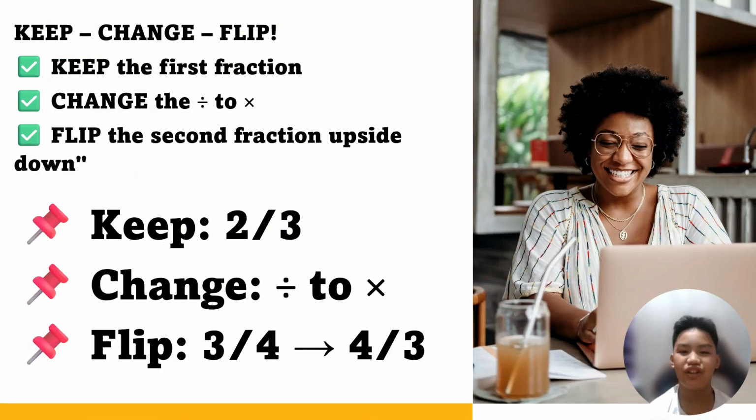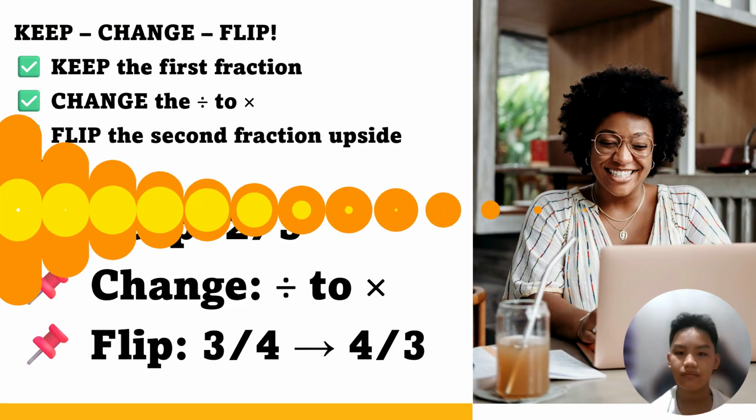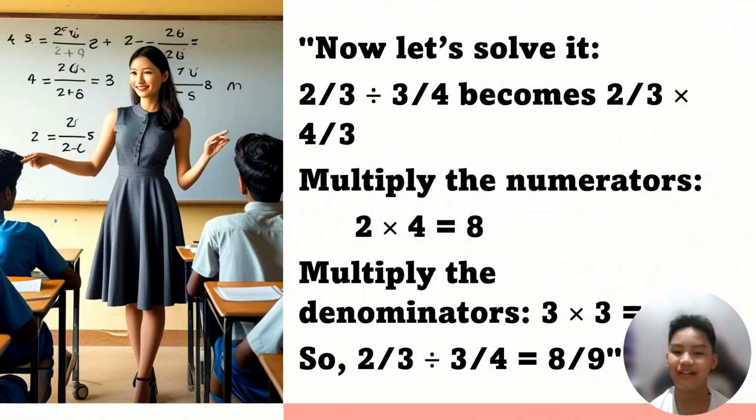To divide fractions, follow the magic steps. Keep, change, flip. Keep the first fraction, change the division symbol to a multiplication symbol, flip the second fraction upside down. So, you keep 2/3, you change the division symbol to a multiplication symbol, and you flip 3/4, which turns into 4/3. Now let's solve it.